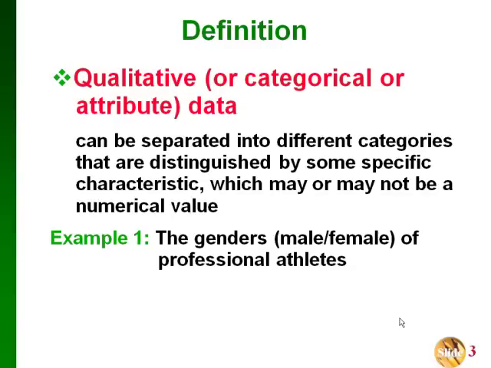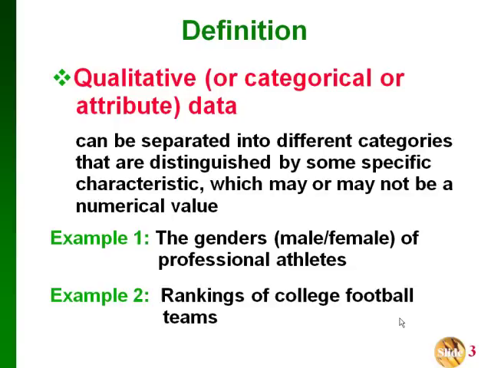Example 1 would be the genders, male or female, of professional athletes. Another example would be rankings of college football teams. Notice that this is numerical data, but it's still qualitative because it's still categorical.